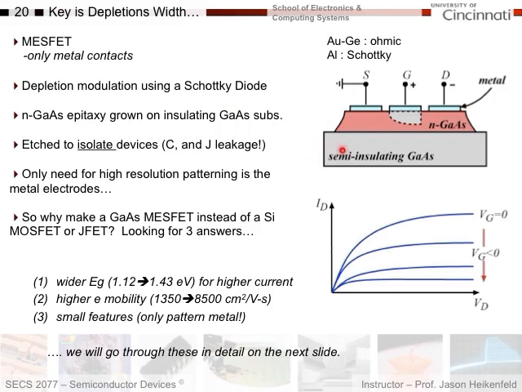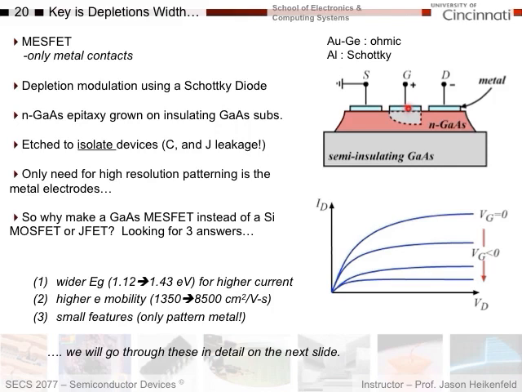Now, the key thing that's attractive about a MESFET is two things. One, all I have to do to make this junction here, unlike a JFET, is just pattern a metal. And I can make that really small. It's very easy to make a small metal pattern. We'll talk about why that's important in a second.